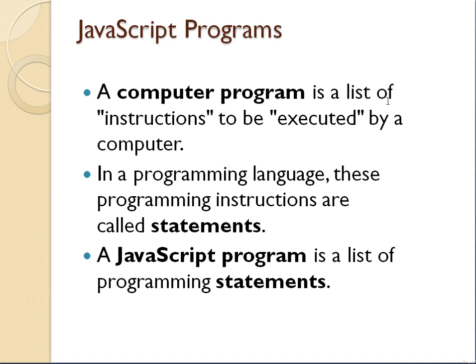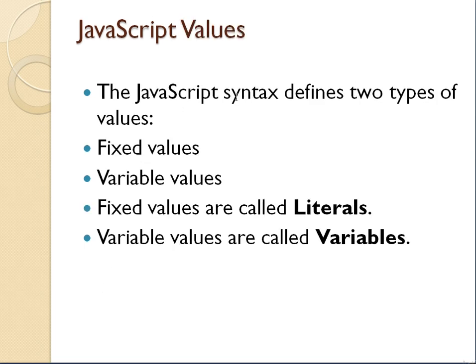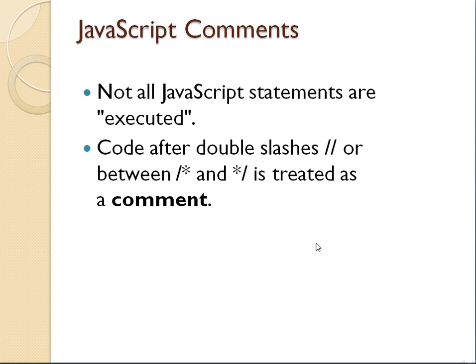Next comes the JavaScript program. A computer program is a list of instructions to be executed by a computer. In a programming language, these programming instructions are called statements. A JavaScript program is a list of program statements. In JavaScript values, JavaScript syntax defines two types of values. One is fixed value, the other is variable value. Fixed values are called literals and variable values are called variables. So we have two kinds of values in JavaScript: fixed, known as literals, and variable, known as variables.